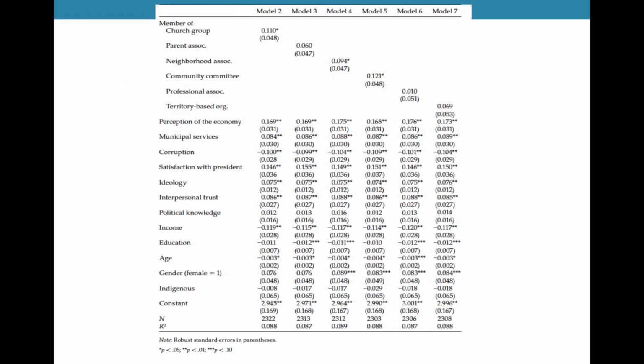Here are their findings, and at first you're probably looking at this and feeling really overwhelmed. There are lots of numbers going on, and it's really unclear what's happening. So throughout the rest of this presentation, I'm going to take you through this table and show you how to interpret it and how to analyze our findings.